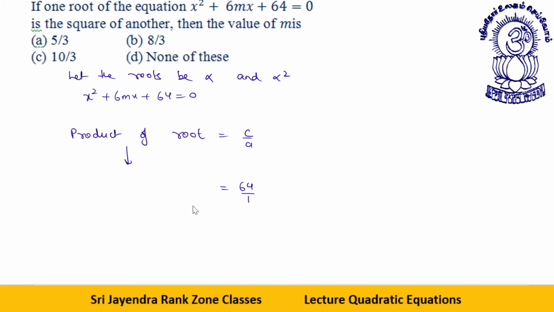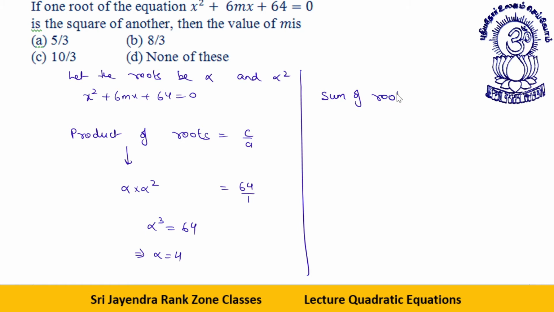So product of roots will be alpha into alpha square. Now I don't need to solve it actually. Alpha cube is equal to 64. This gives me alpha is equal to 4. Okay, dear friends, so far this part is clear. Let's proceed further. Now, what will be the sum of roots? Sum of roots is minus b by a. Therefore the roots are 4 and 16.